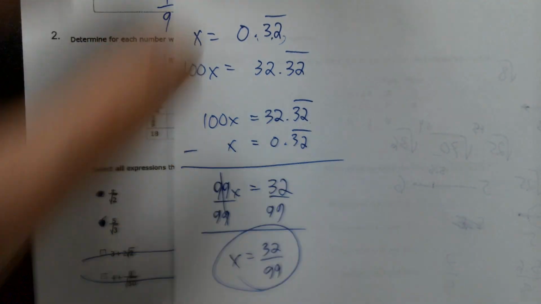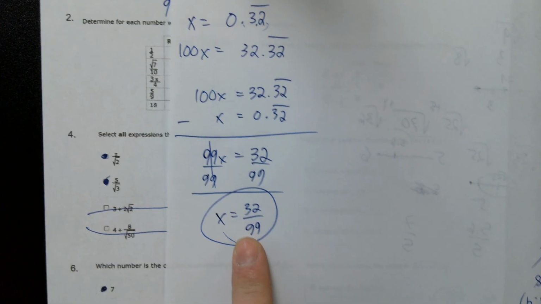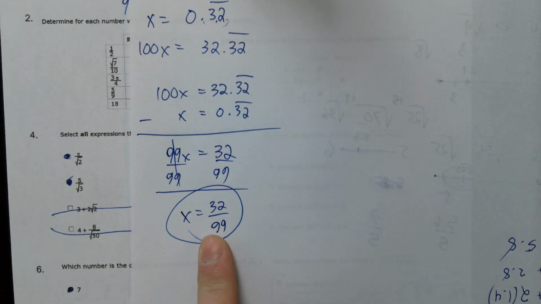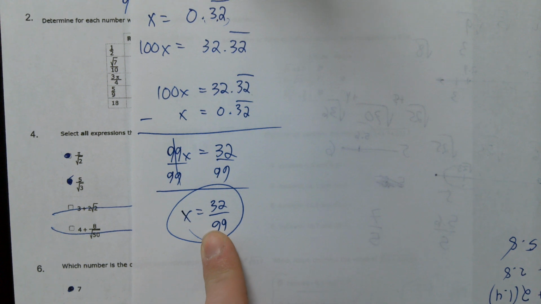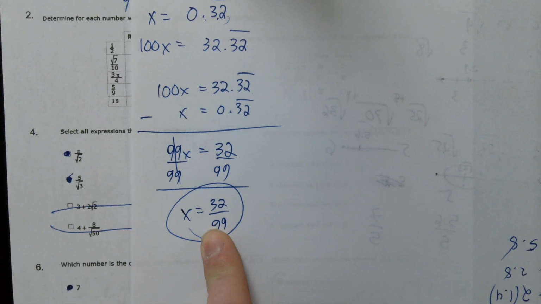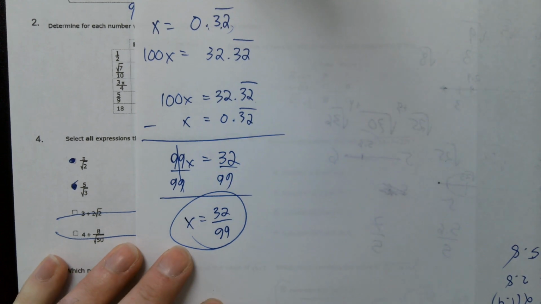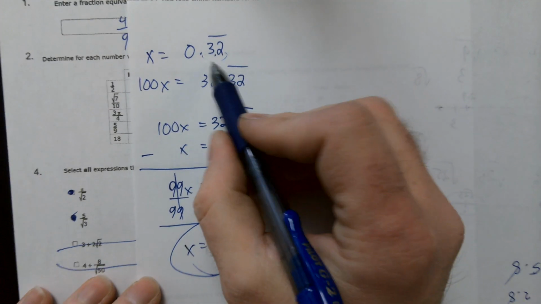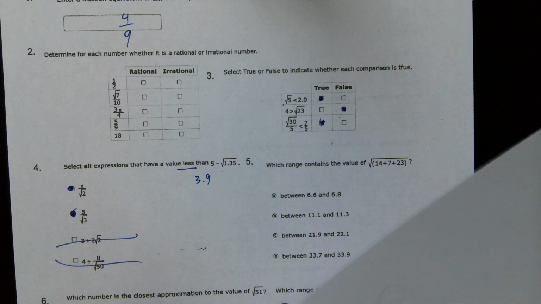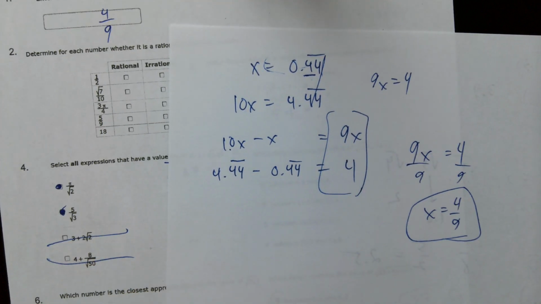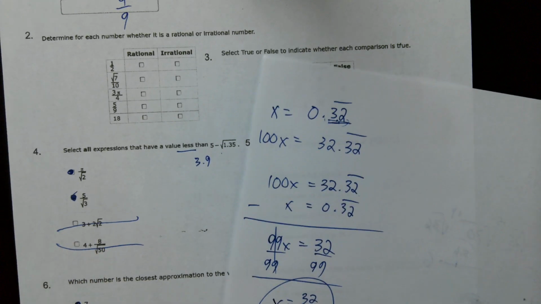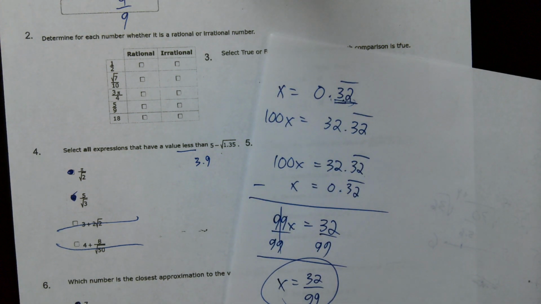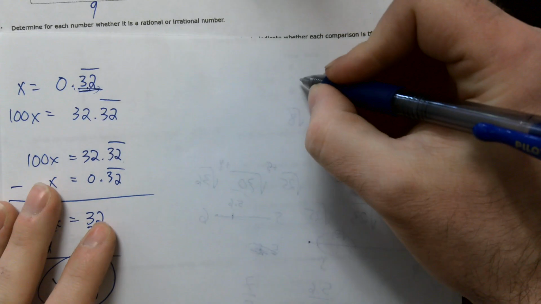Is that a fraction of 2 integers? Yeah. I'm looking for 32, 32, 32, 32. 32 divided by 99 is 32, 32, 32, repeating forever. Great question. Why did I make this one 100 instead of 10? Because we weren't just repeating one number, we're repeating 2. 3, 2. Before we were just repeating the 4, right? 4, 4, 4 forever. So if I'm repeating one digit, I got to multiply by 10. Two digits, multiplied by 100.